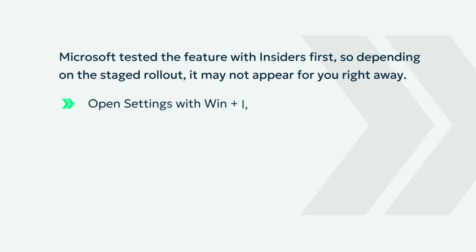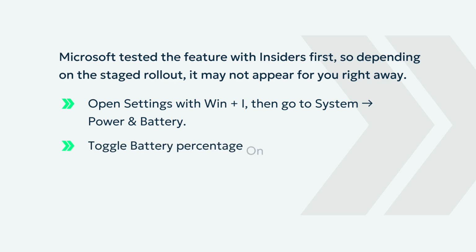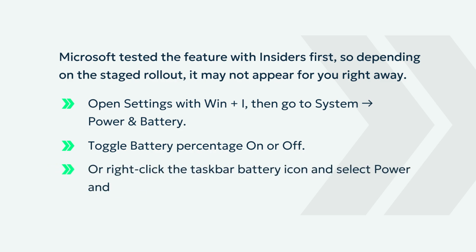Open Settings by pressing Window+I, go to System, Power and Battery. Then toggle the battery percentage switch on or off. Alternatively, you can right-click the battery icon in the taskbar. Choose Power and Sleep Settings to open the same window. The change applies instantly, no restart needed.